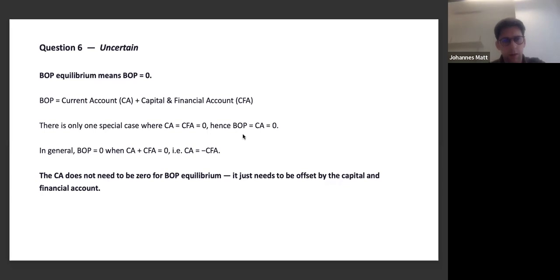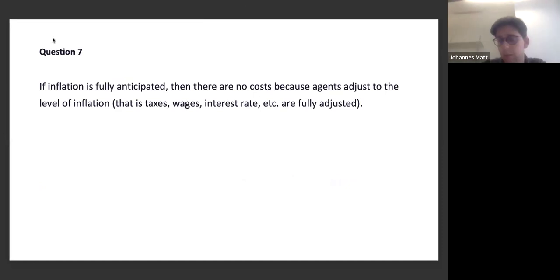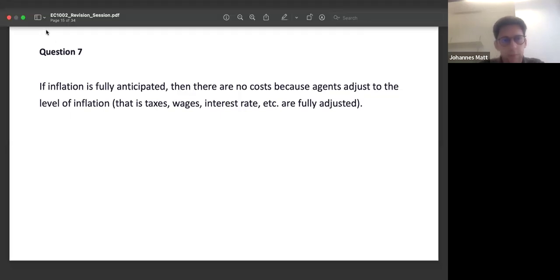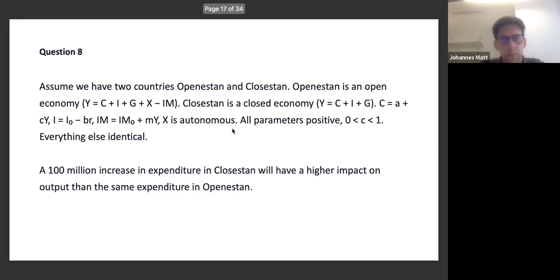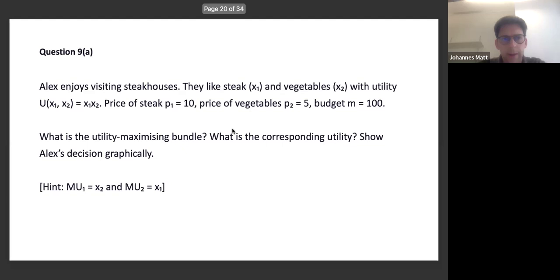And so we have half an hour left on this session, and I would suggest we do one more question, which is question number 9. It's a longer question about utility maximization, so you get a feeling of how to answer this type of question as well. Okay, so here's the setup.